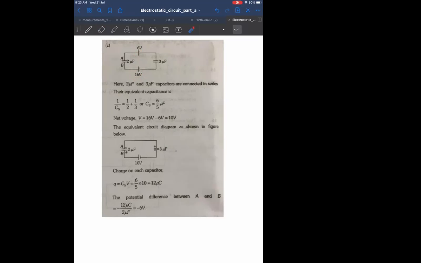So first step is to find equivalent capacitance. Next is to find the net voltage. Next is to find the equivalent charge. And next is to find the potential difference. So there are 4 steps you will need to do in this circuit. We'll give you the final answer. Okay. Let me know if you have any doubt, or else you can go to the next one.